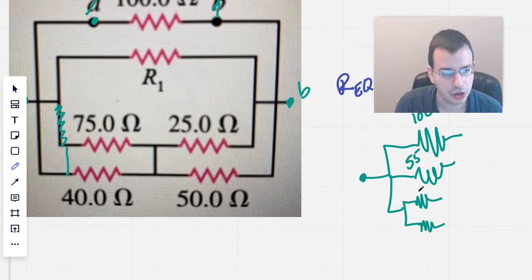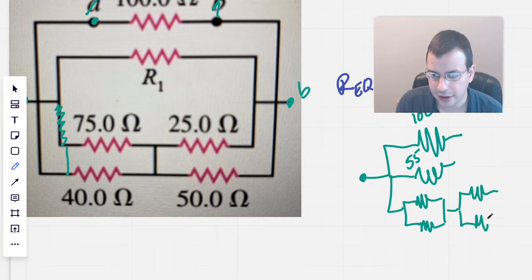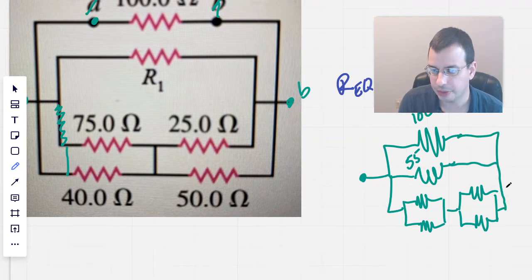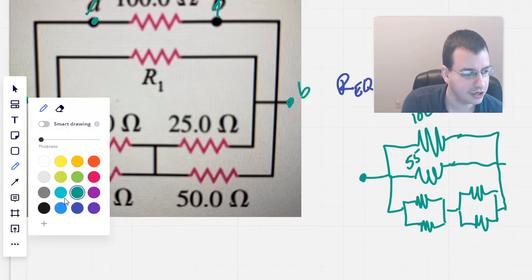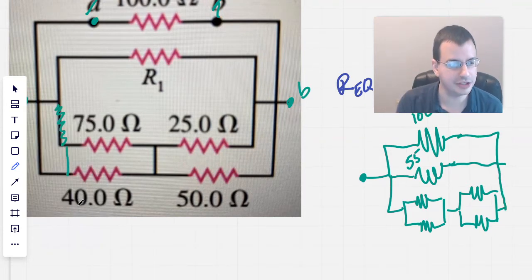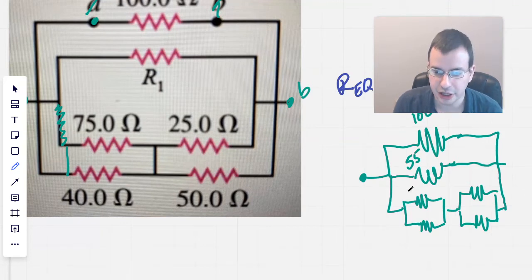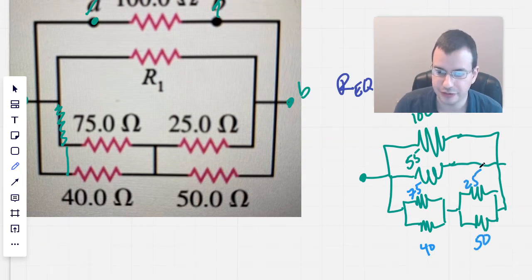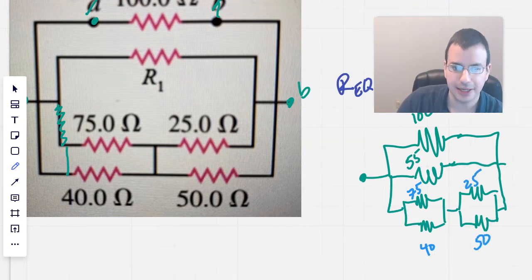I'll get a different color here to accentuate the differences, or what I'm writing here. So this is going to be 75, this is 40, this is 50, this is 25. And so these are the same drawings right here.